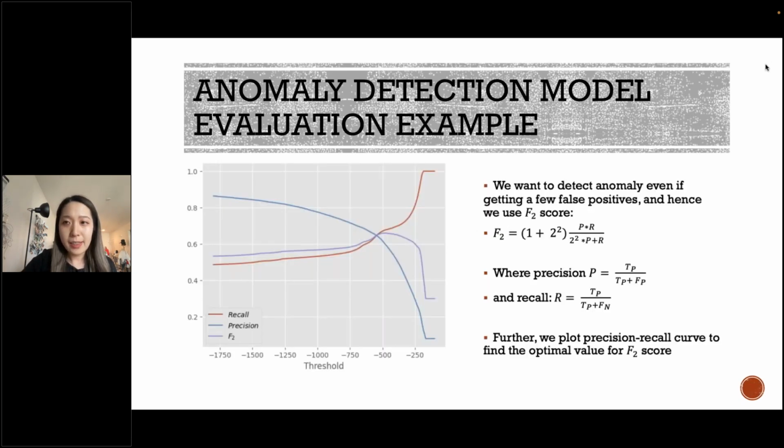And next is the evaluation metric I use for my system. Here I use the F2 score because I want more emphasis on the recall. F2 is a combination of precision and recall, but with more emphasis on recall. Based on this metric, I plot the precision and recall curve to find the optimal value for F2 score, which I use as my cutoff.